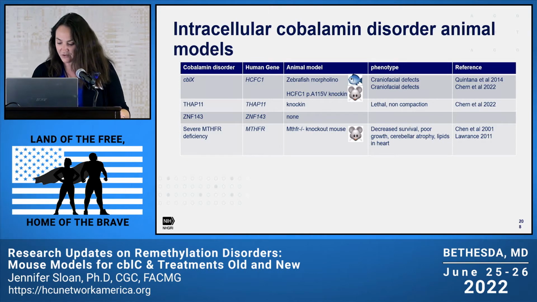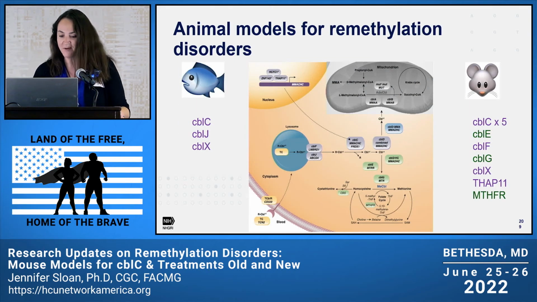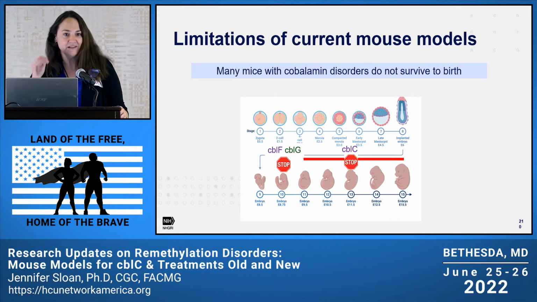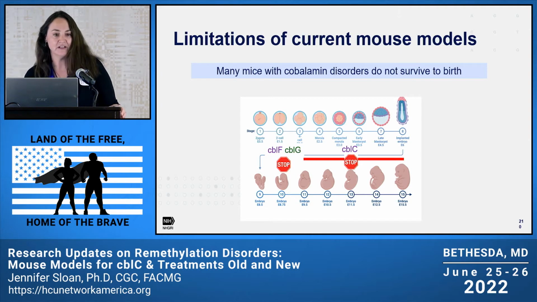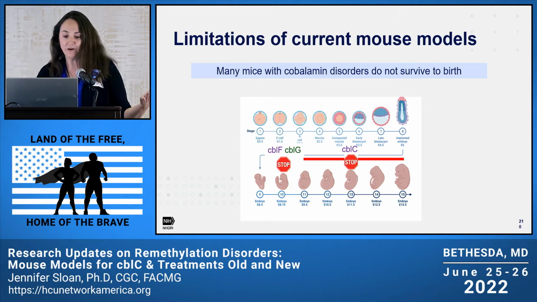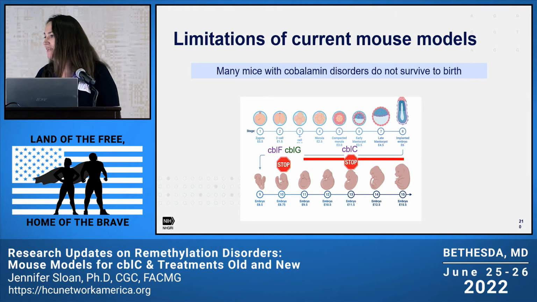I summarized the main problem here. Sorry, I'm having trouble. Oh, there we go. Okay. So here's the list. We don't have all of them. And the major problem is that many of them are embryonic lethal, so they don't make it to birth. I just showed here the development of a mouse from conception to 15 days. For example, the F, G, and cobalamin C mice all don't get born. So if a mouse doesn't get born, we can't really study it.